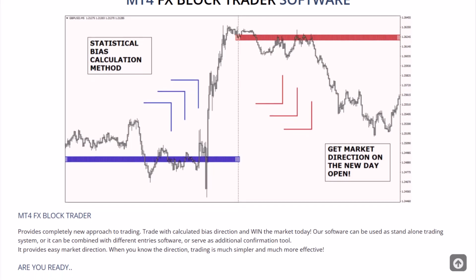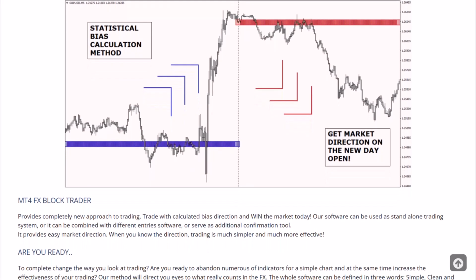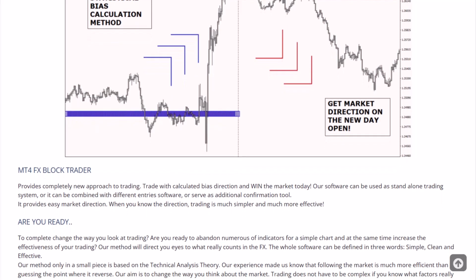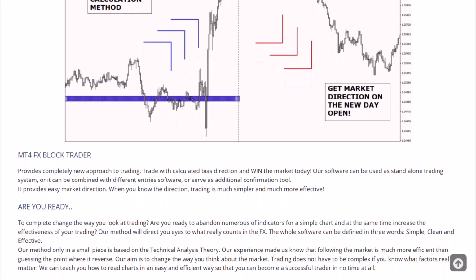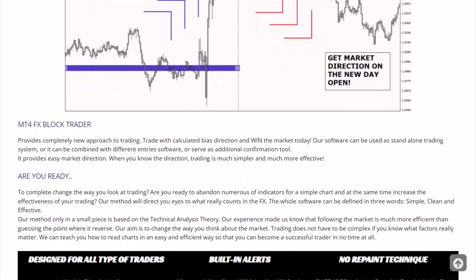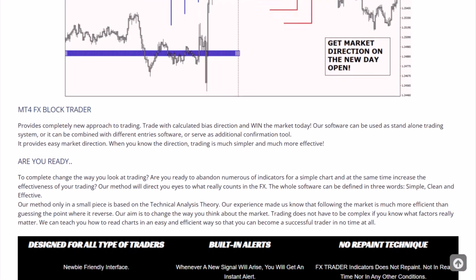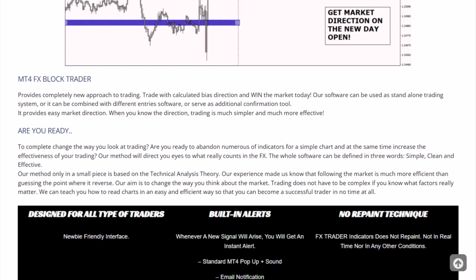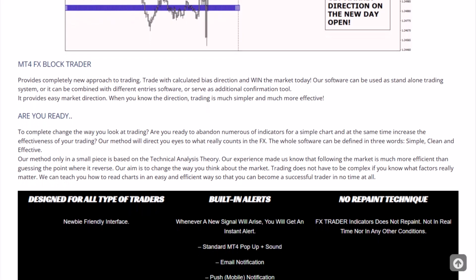FX Block Trader is built on a simple philosophy. Simple, clean, effective. Instead of drowning you in indicators, it delivers the information that truly matters: direction, trend strength, and whether the market is worth trading at that moment. You'll instantly see when the market is trending, when it's flat, and which direction institutional money is flowing.